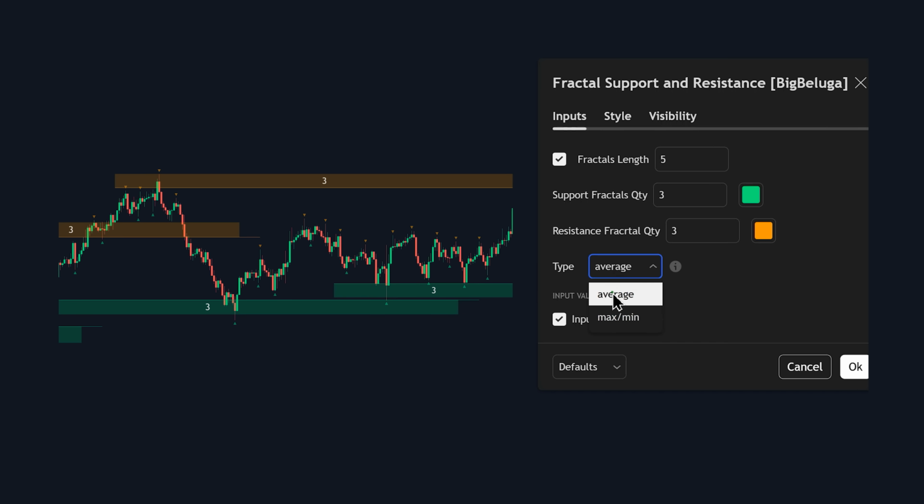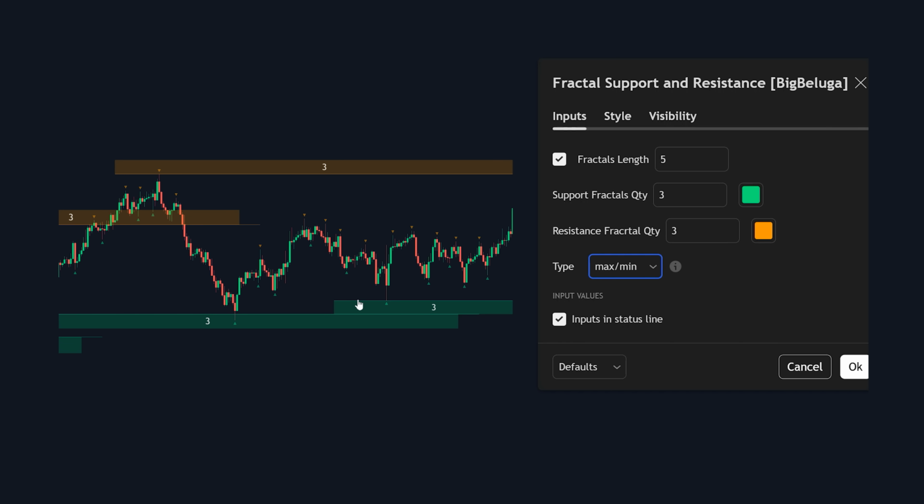Average drops the line near the center of gravity of the clustered fractals, balanced and forgiving. Extreme pins the line to the structural edge. Lowest low for support, highest high for resistance, if you're going for maximum precision on the structural edge.